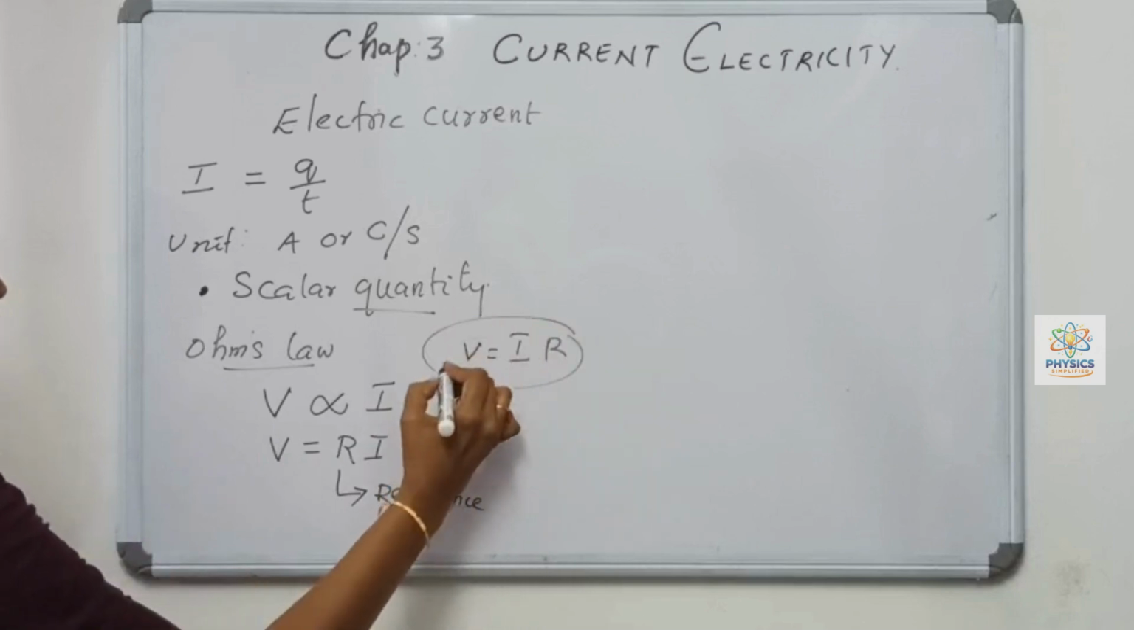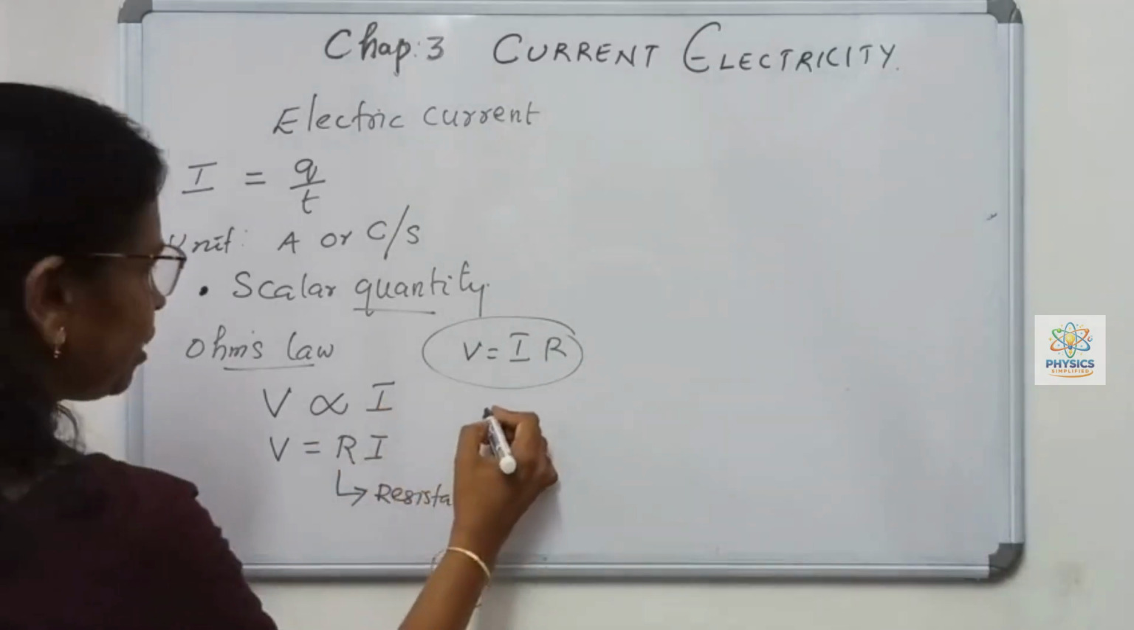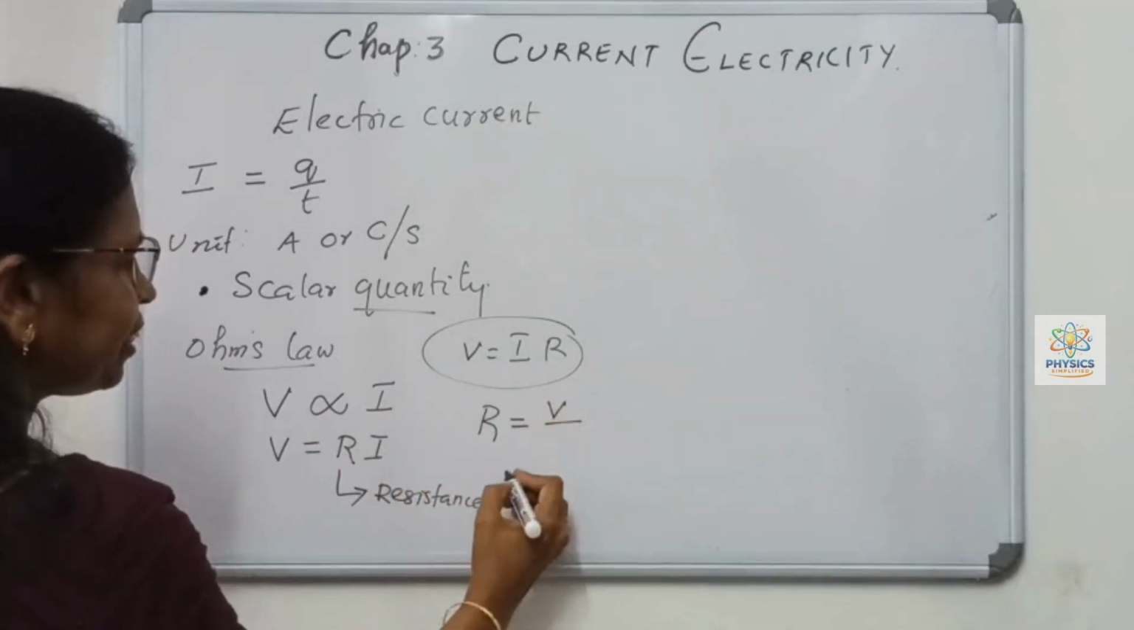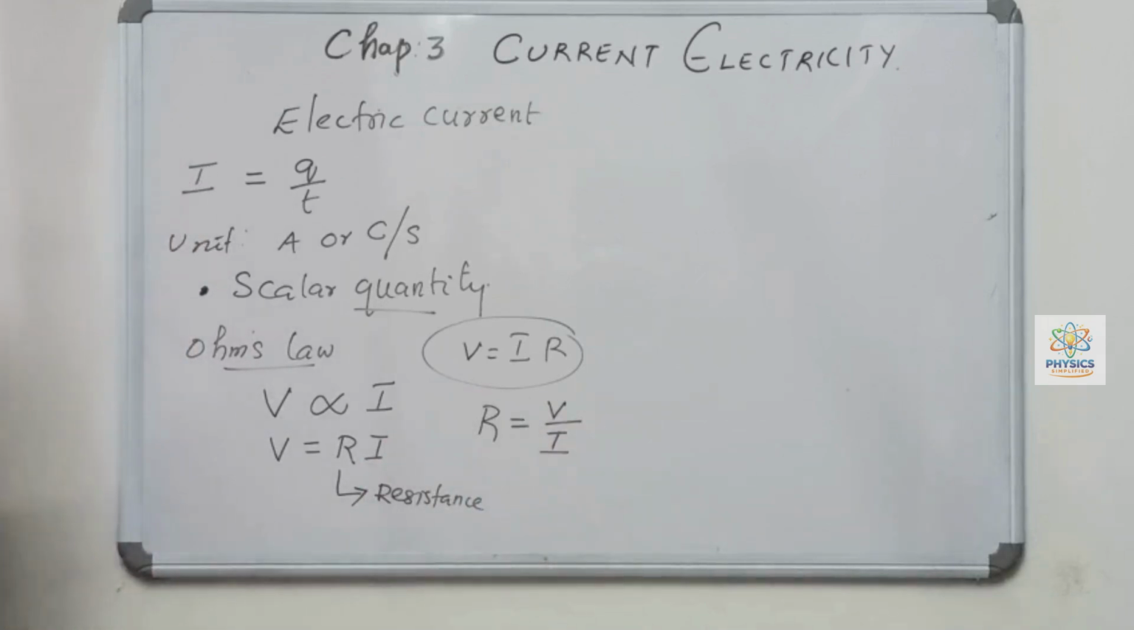This is a very important relation: V is equal to IR. From this equation we can calculate resistance, R is equal to V by I. When we increase the potential, current increases. But at the same time, the resistance of a conductor always remains constant. Then only the metallic conductor will obey Ohm's law.